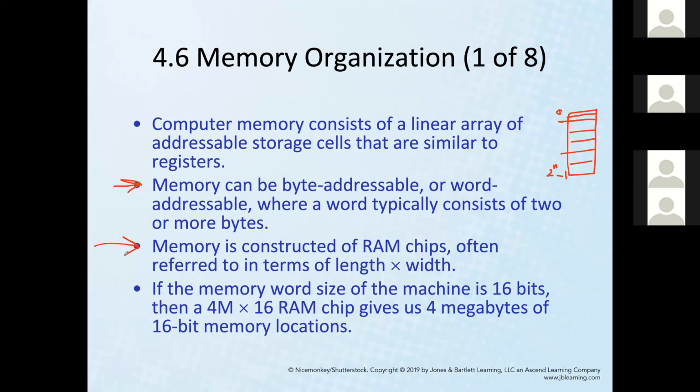The third sentence is talking about the chipsets which are used to build memory. So we know that memory is constructed of RAM chips. RAM stands for Random Access Memory, and chips are referred to in terms of length times width. What does it mean? Length means how many addresses are available, how many cells we have, and width means how many bits are in each cell.